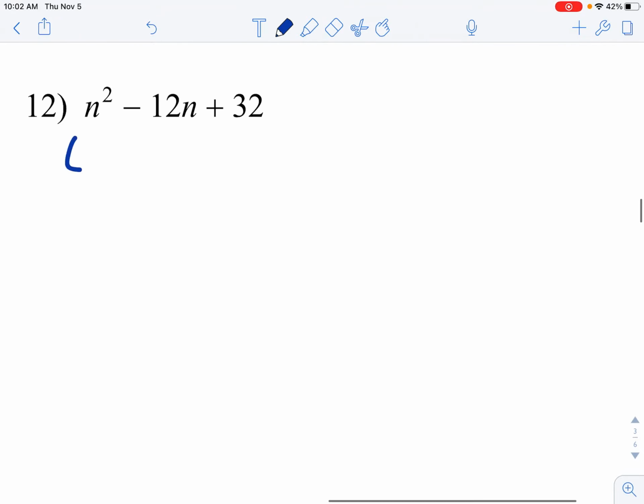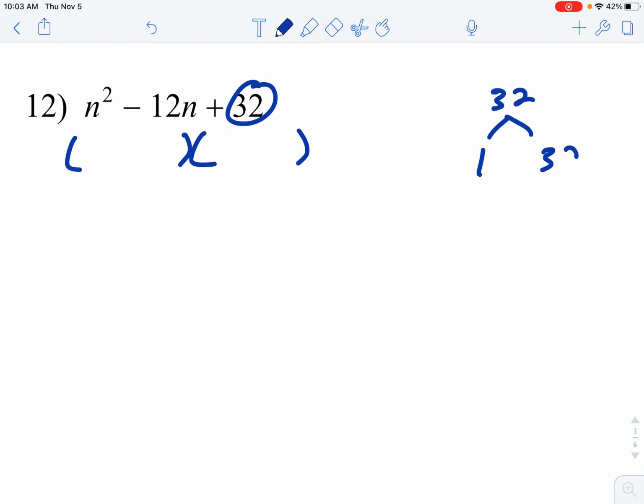Okay, number 12. This is back to being a regular trinomial. Take that last number, 32. Let's see, 1 times 32, that could be positive, positive, or negative, negative. 2 times 16 is 32, again, plus, plus, minus, minus. 4 times 8, plus, plus, minus, minus. The next one would be 8 times 4, I'd just be duplicating my own work. So there's my whole table.